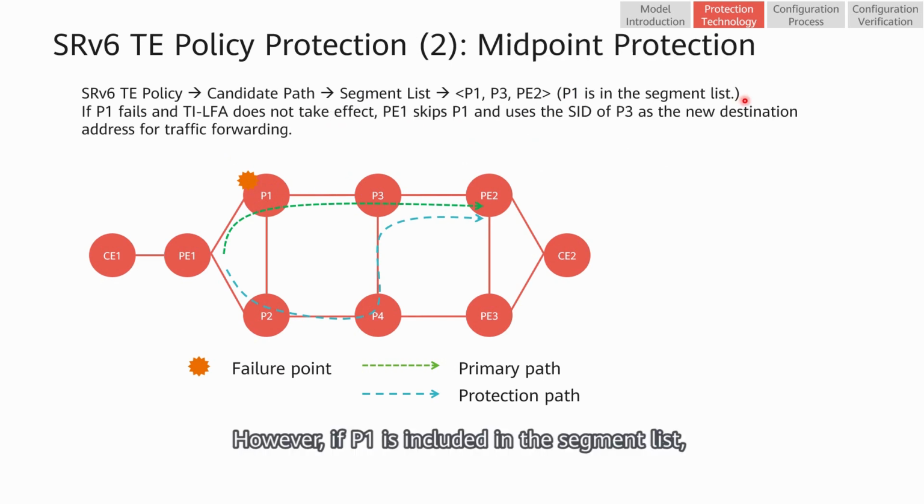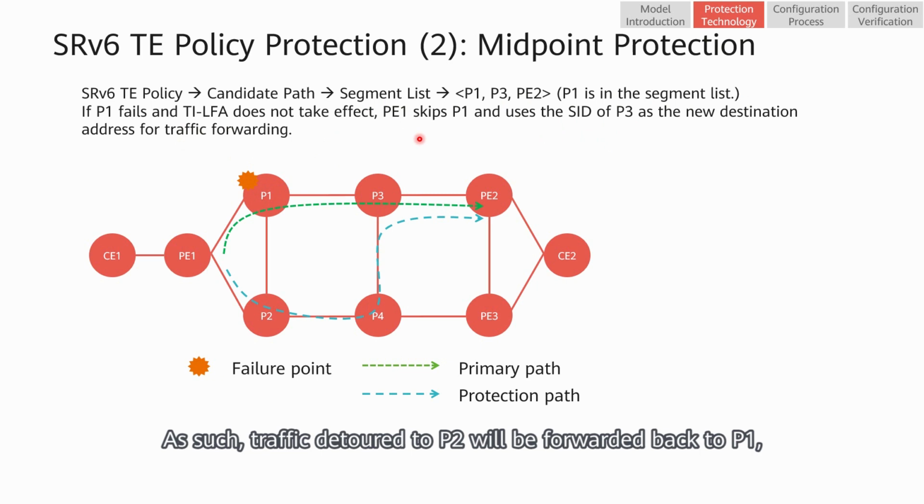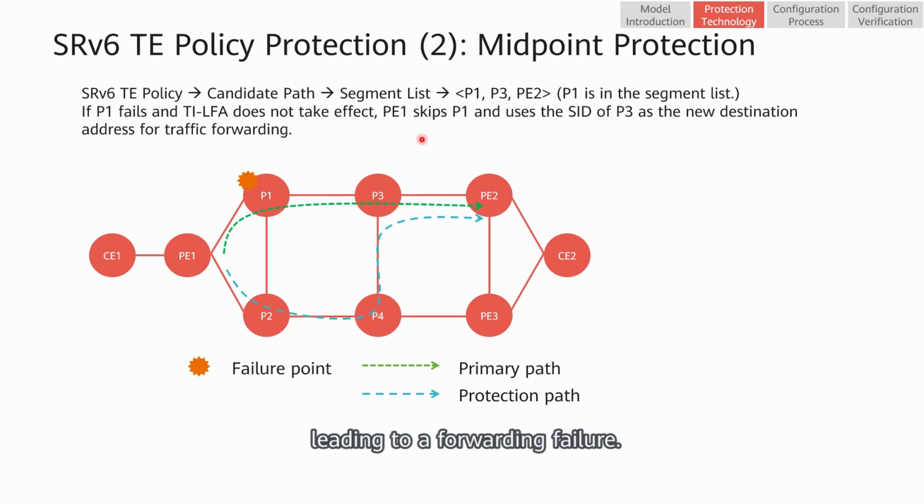However, if P1 is included in the segment list, TI-LFA becomes invalid. Because P1 is a hop in the segment list, it cannot be bypassed. As such, traffic detoured to P2 will be forwarded back to P1, leading to a forwarding failure. This prevents TI-LFA from taking effect. In this scenario, midpoint protection can be deployed to bypass P1 and directly use the SID of P3 as the new destination address for forwarding.